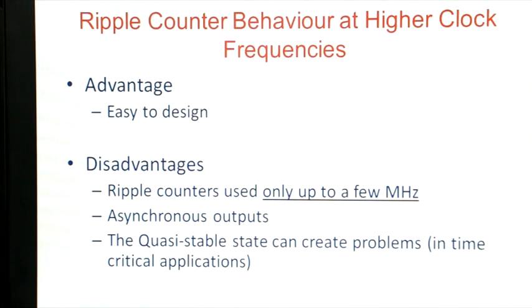So this is the disadvantage of using a ripple counter. Therefore, ripple counters are used where this kind of thing is not important, especially when you are talking about a display, where with the human interface we couldn't see such a small quasi-stable state in our LED display. For that kind of application ripple counters are used because it's very easy to design.